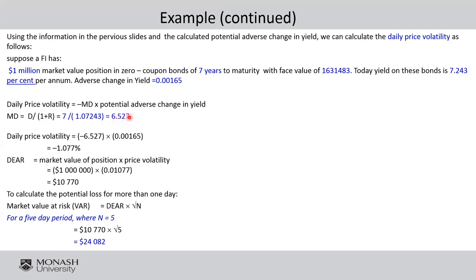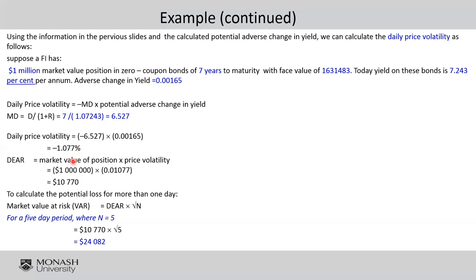Now, if I have the modified duration, I can calculate the daily price volatility. The daily price volatility is the modified duration times the adverse movement. I get it to be 1.77. And this is the highest drop in the yield increase.